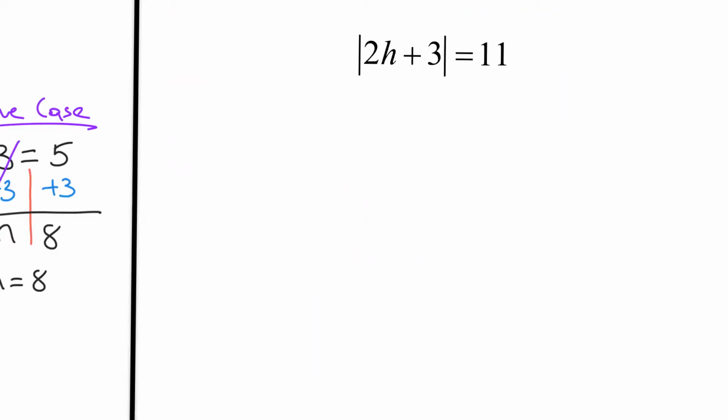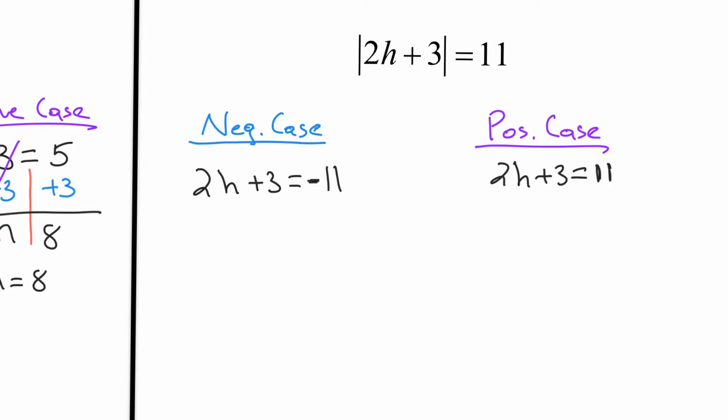Okay, so let's go ahead and try this one here. We have the absolute value of 2h plus 3 equals 11. So we have an absolute value equation. I'm going to set up my two cases, one negative, one positive, and then I'm going to make two linear equations. So I already have my two cases here. Notice that I abbreviated negative and positive. You guys can do that.